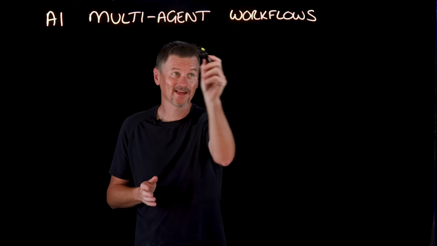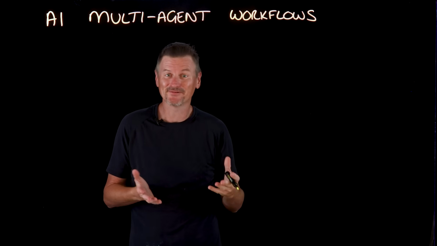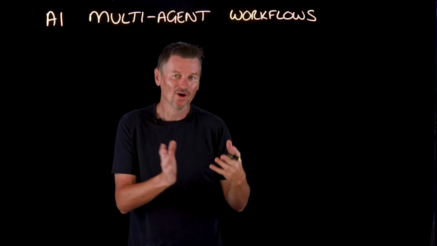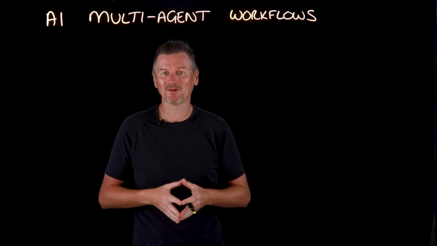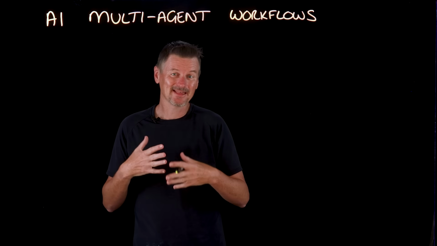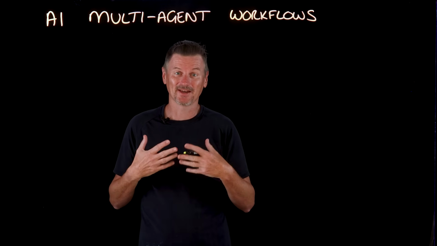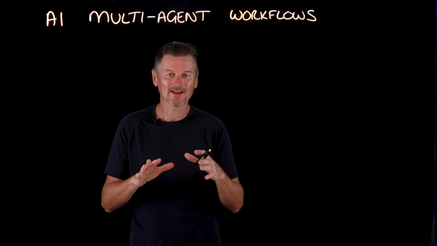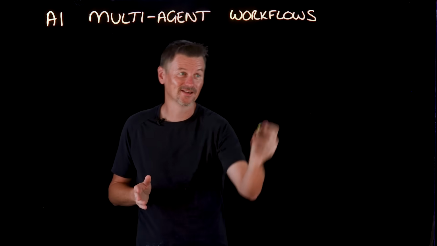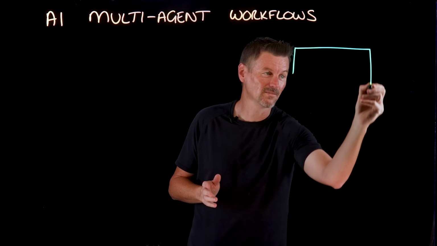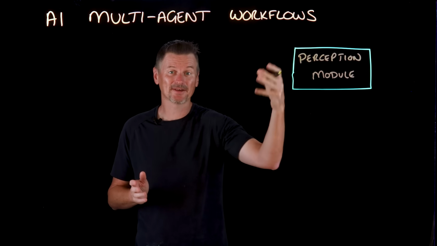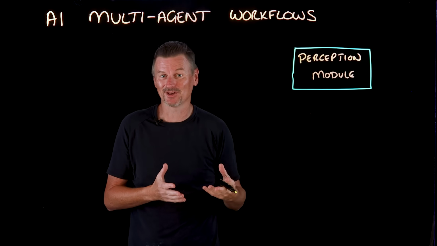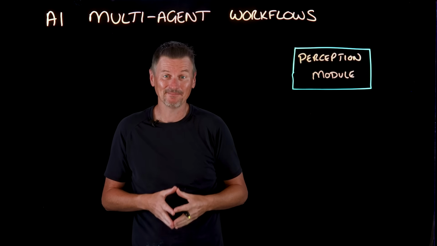So AI multi-agent workflows, they perceive their environment, they make decisions, and they execute actions towards achieving a goal. And all of this happens with minimal human intervention. The agents typically use LLMs that have been given specific roles and tools and contexts. Now, agentic AI workflows are usually composed of modular components, like, for example, one module that might be the perception module. That's how the agent senses or ingests information from its environment or its user input.